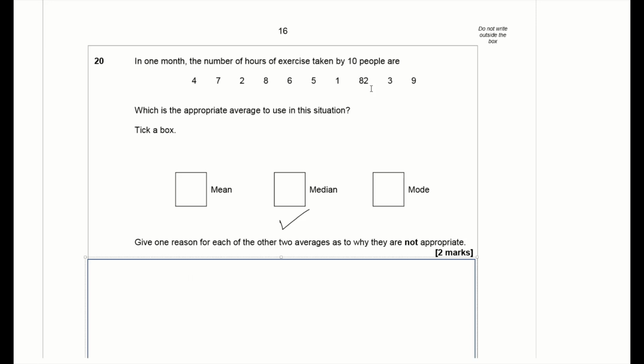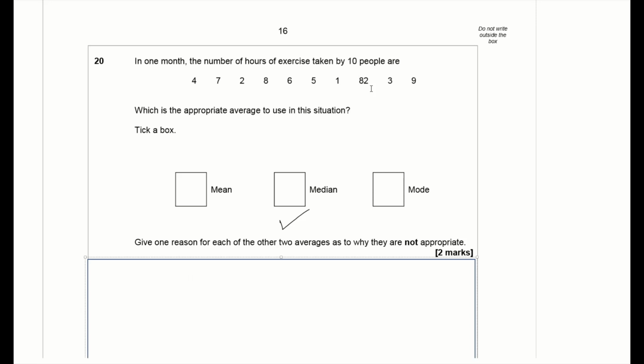Now, the median is not affected by such problems as extreme values, because for a median you would just order the numbers. So 1, 2, 3, 4, 5, 6, 7, 8, 9 and then 82. The middle would just be between the 5th and 6th term. So the median effectively would be 5.5, and that would be fairly typical of most of the data. So the median, I would suspect, is the most suitable here.